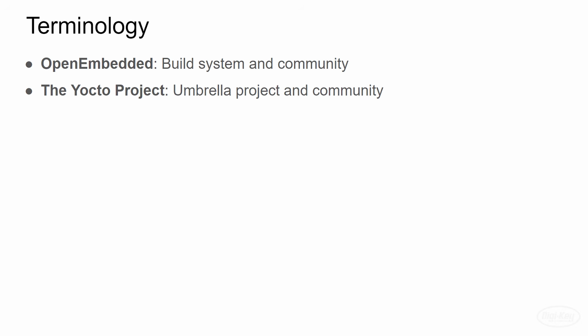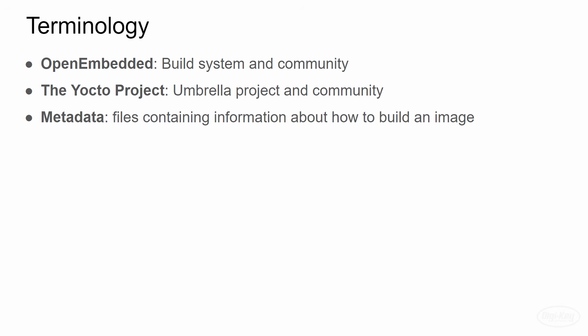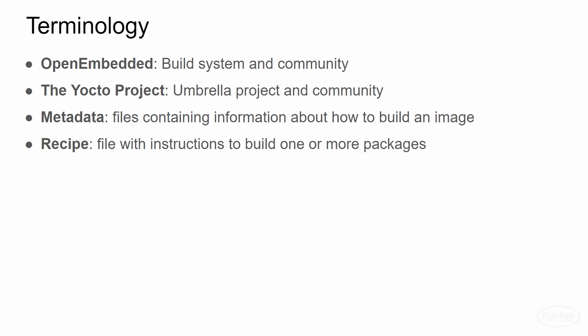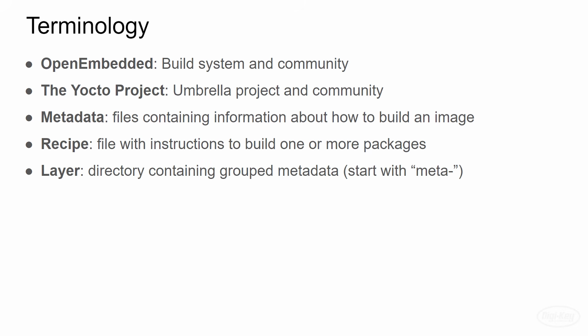The Yocto project tries to maintain support for a number of popular architectures like x86 and ARM. The OpenEmbedded toolset calls any files used to configure the build process metadata. These can be things like settings or source code locations. A recipe is a specific type of metadata used during the build process that contains instructions on where to download source code, configure it, and compile it. The build system groups metadata together into layers, which are nothing more than directories that contain the metadata files. Most layer directories begin with the meta- prefix, although that's not always the case.